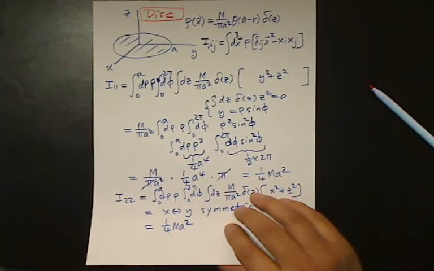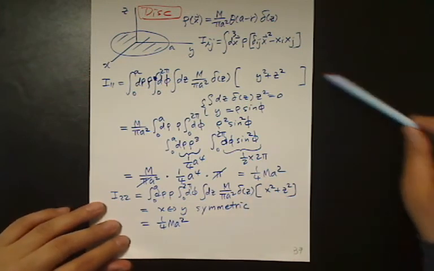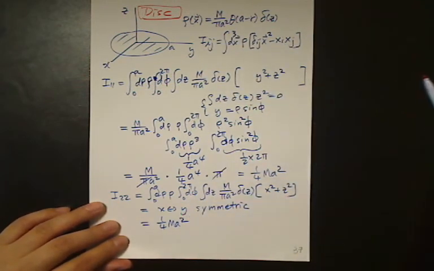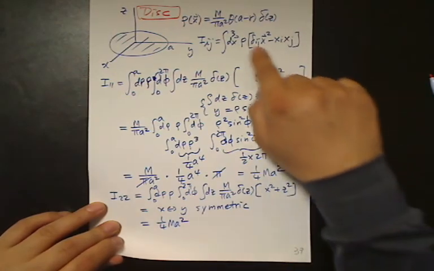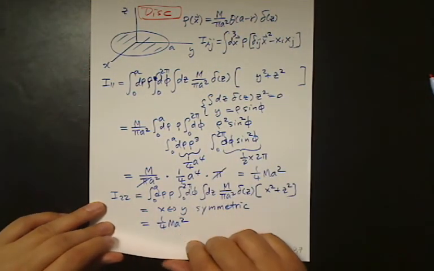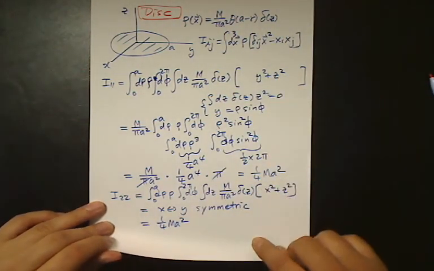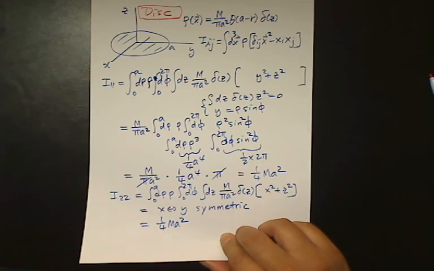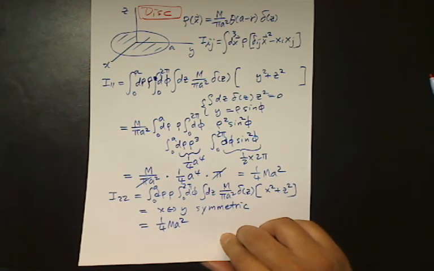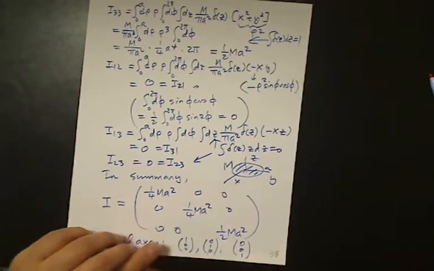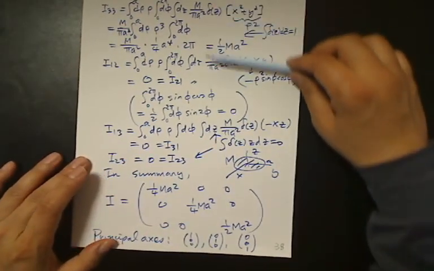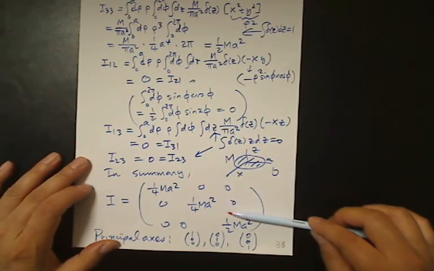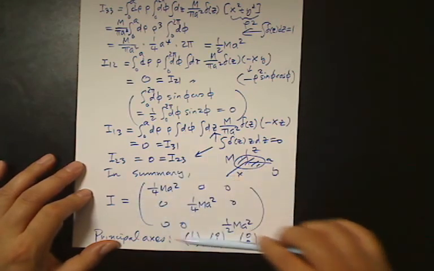Equipped with those methods, we can compute the inertia tensor for a disk using this distribution, and the computation is already made here. You can follow the calculation, and all of the components can be computed, and this is the final result.